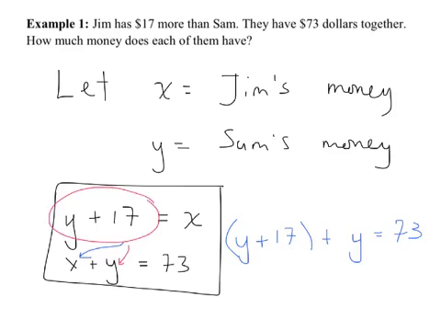So what Hannah said was, can't you just go right into one equation? And you can. You could say, well, there's $17 more for this one. This is the normal value.